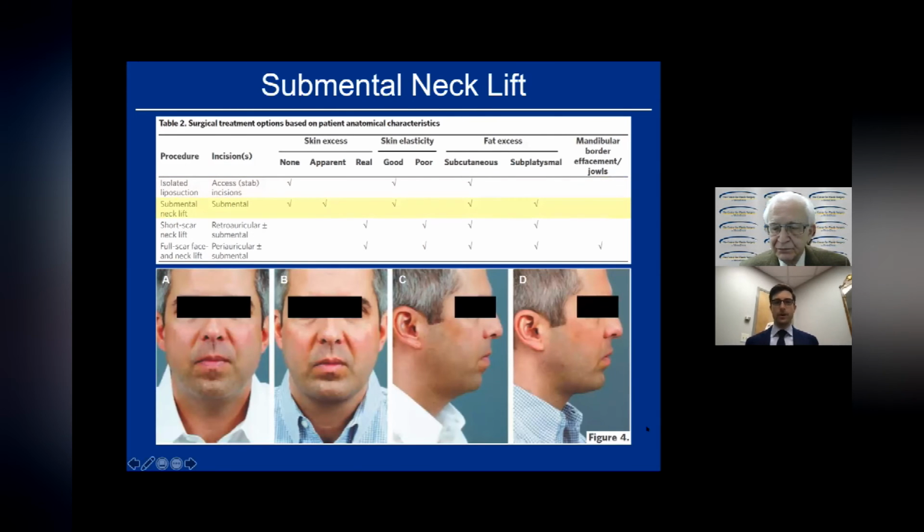In figure 4, you see a gentleman who on exam has submental fullness in the deep layers, intraplatysmal deep and deeper subplatysmal fat. Given that this patient had what we would consider either no or an apparent skin excess, again good skin elasticity, but the problem was the location of the fat excess, he was a good candidate for a submental neck lift with an anterior only approach.